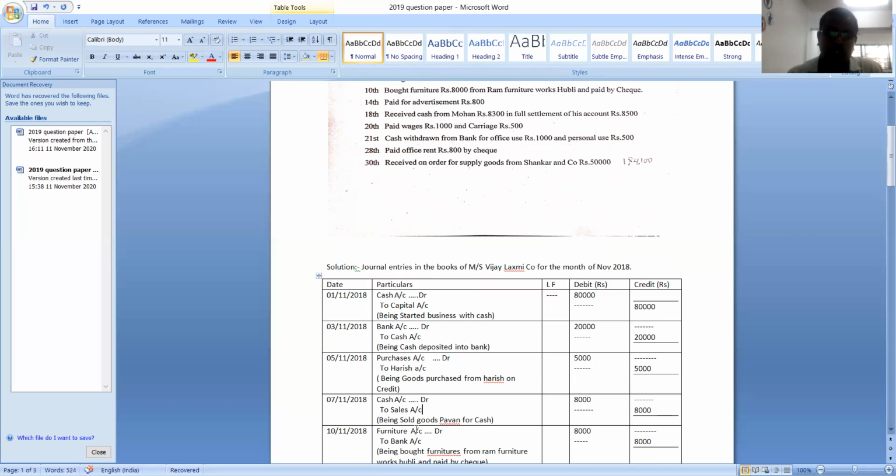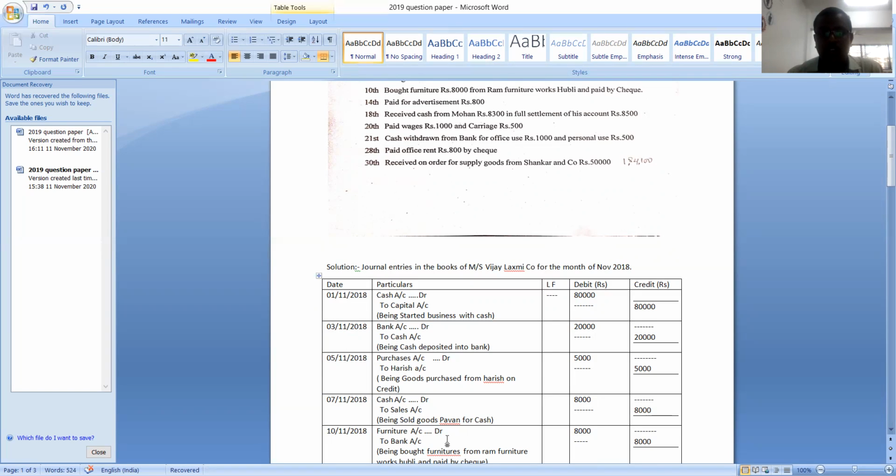Furniture account is which account? Here you can see these two accounts. Furniture account is which account? Furniture is real account because it is an asset. Another account is bank account. Bank is which account? It is a personal account. So first, furniture account is real account.